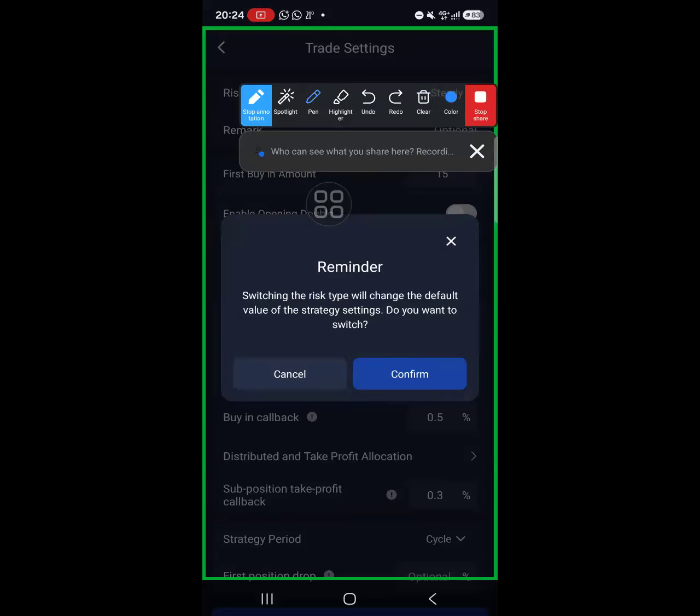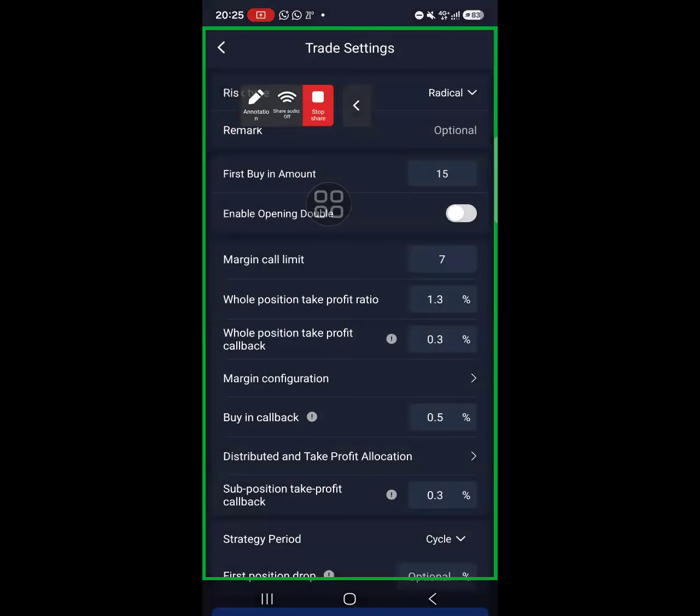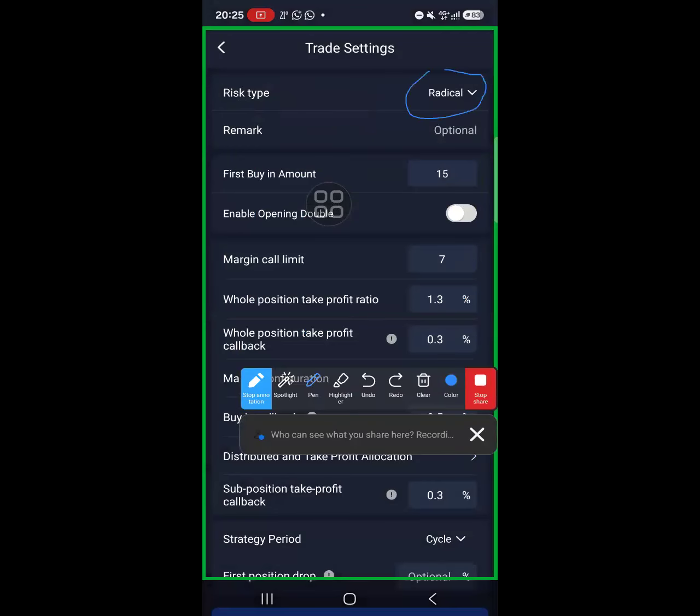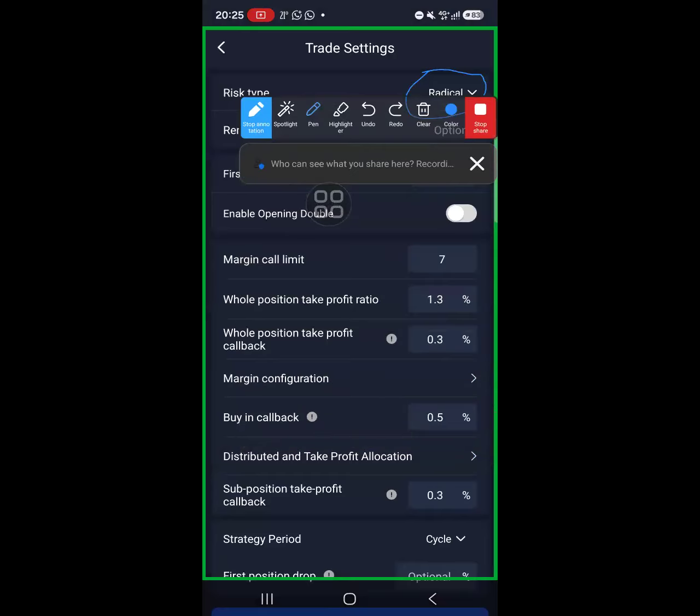Remember, I was having the other risk type, but now I want the radical. So when I confirm this, then the radical type is going to be applied in my settings. Here is radical. Now, I was saying that the only difference between radical, conservative, and steady is how the margin configurations are set.